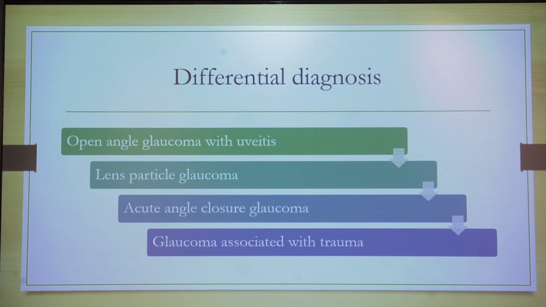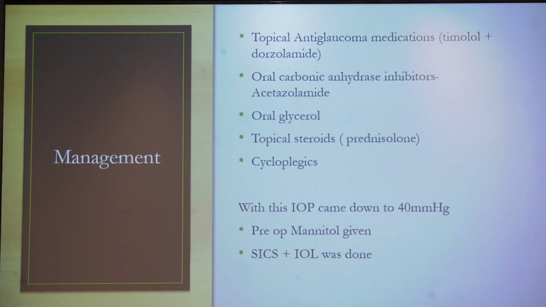Lens particle glaucoma, ask for history of surgeries or any injury. Acute angle closure glaucoma, the anterior chamber depth will give you an idea. And the glaucoma associated with trauma.